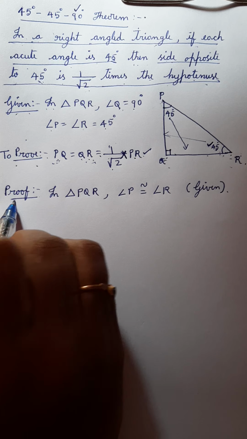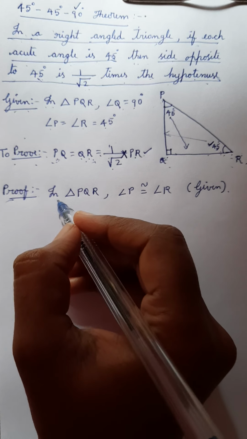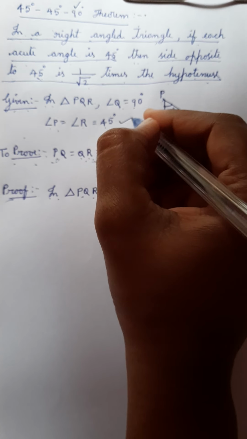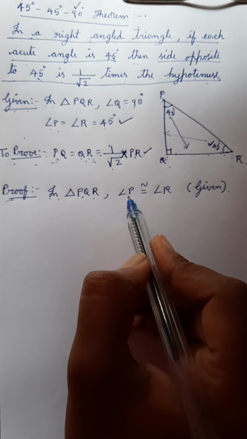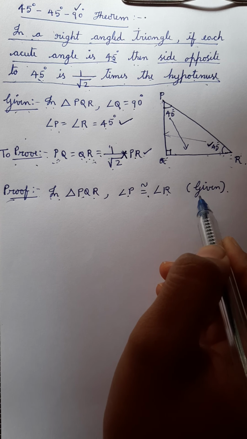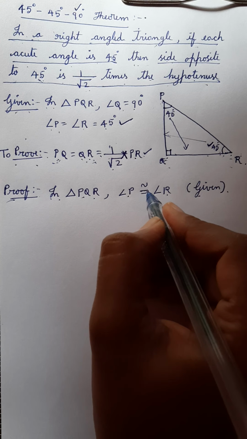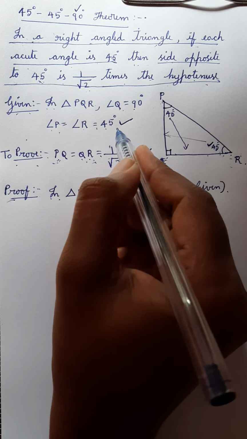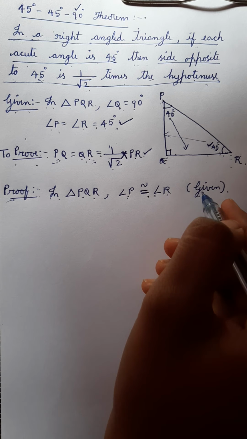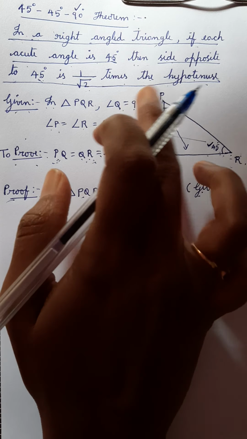So proof. From where will we start? In triangle PQR, the equal measures of 45 degrees we will take. So angle P is congruent to angle R. It is given. Why are these congruent? Because both the angles are 45 degrees. That's why these are congruent. It is given in the statement.